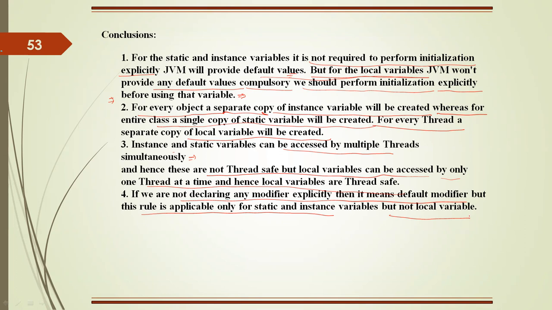It's compulsory. Okay, now the second point is that a separate copy will be created, which means for the instance variable a separate copy is created for every object, right? Whereas for the entire class a single copy will be created for the static variable. For every thread a separate local variable copy will be created. Static and instance variables are not thread safe because multiple threads can access them, but the local variable is thread safe. Why? Because a separate copy will be created.